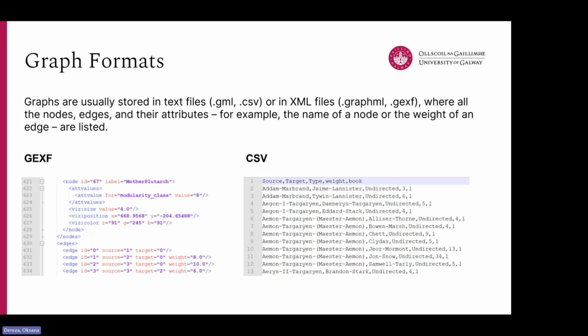And I have CSV here, which is a simple table format where every column is separated by a comma. You have source, target, type, weight. You can have as many columns as you like, as many attributes as you like, and you can import this kind of data to Gephi as well.